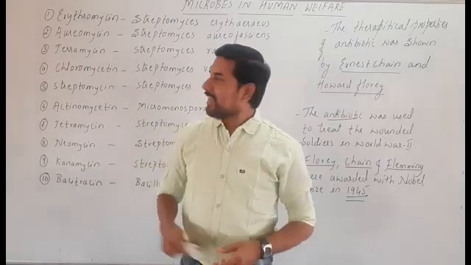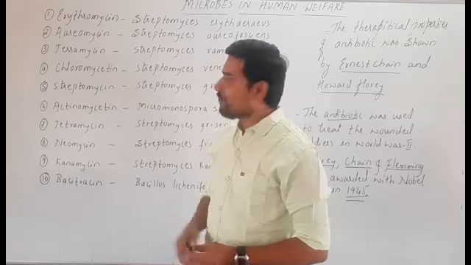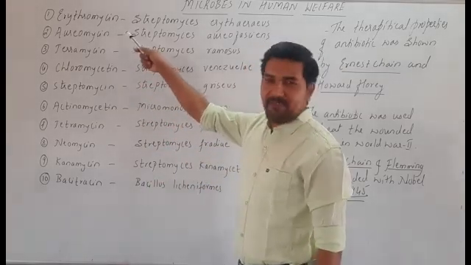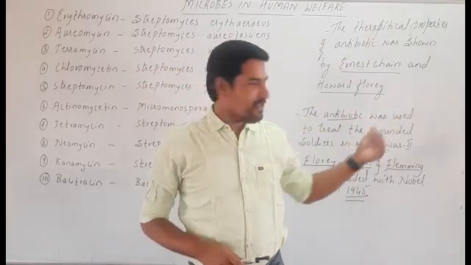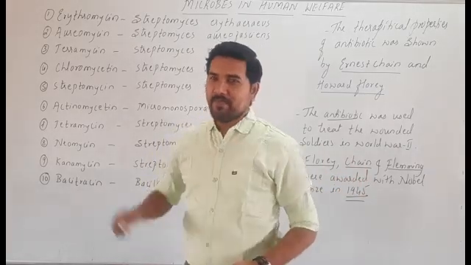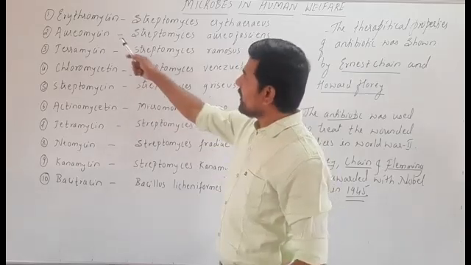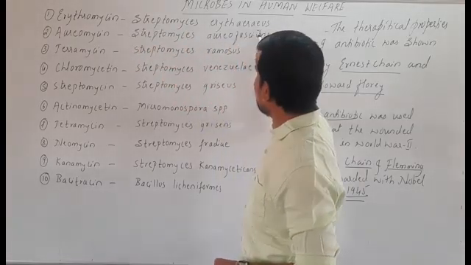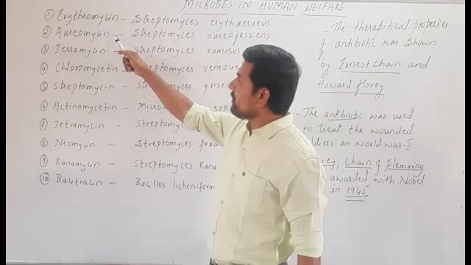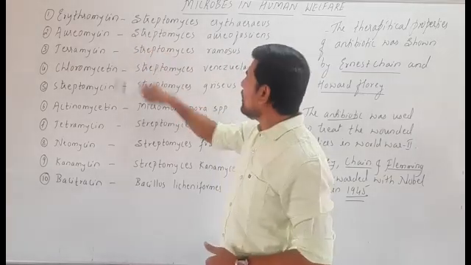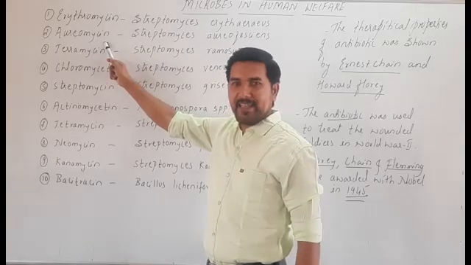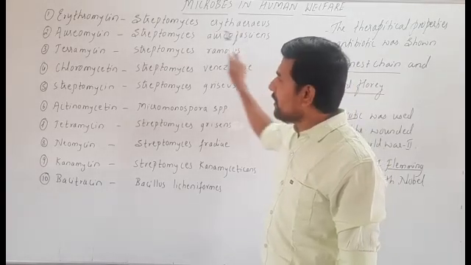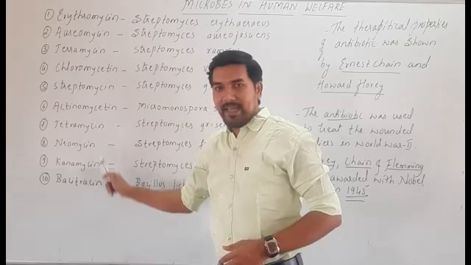Okay, now here we have the list of all the antibiotics and the organisms from which they are produced. Let's look at them one by one. The first antibiotic discovered was penicillin, from Penicillium notatum. Look at the rest. Erythromycin is produced from Streptomyces erythreus, a bacterial genus, Streptomyces. Aureomycin is the antibiotic produced from Streptomyces aureofaciens. This is the microorganism from which this antibiotic is produced.